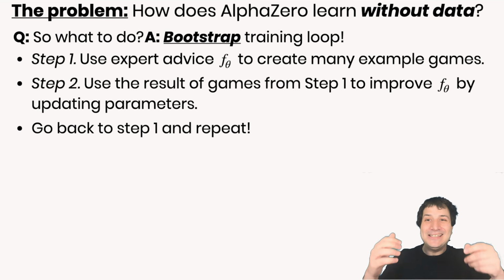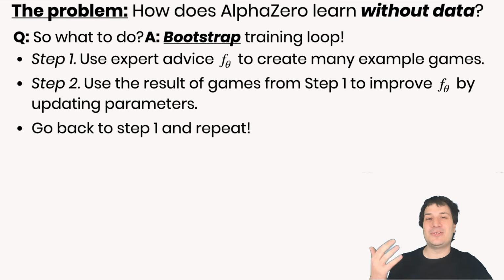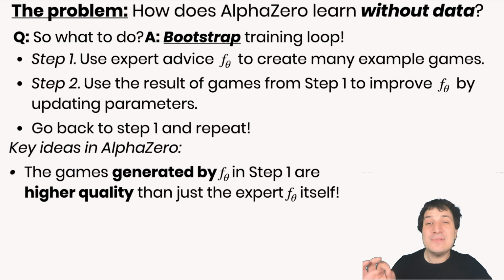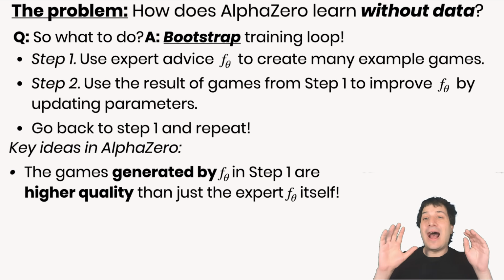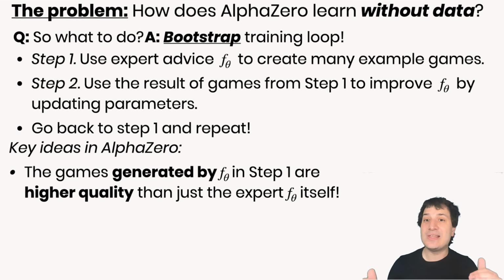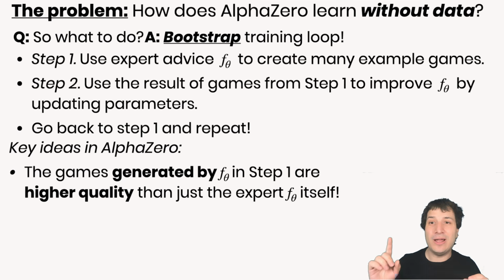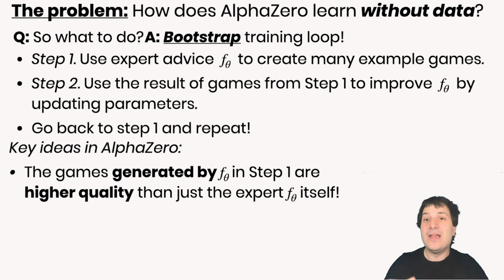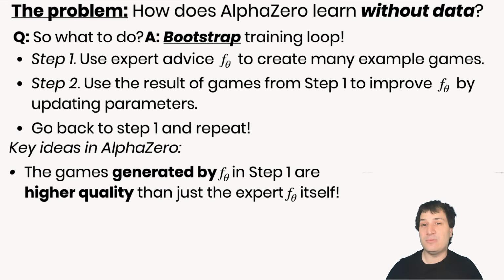And you might think this is exactly like the bootstrapping. You're pulling yourself up from nothing. If the function f theta doesn't know anything, how on earth is this going to work? And we're going to see that the key to making this work in AlphaZero is that the games that are generated in step 1 are done in a very clever way so that they are a higher quality of play than just the expert f theta itself. In other words, we're going to layer something on top of f theta in step 1 to make really high quality games that are smarter than the expert currently is. That way, when we go to step 2, the expert actually has something it can learn from the games that were generated in step 1.